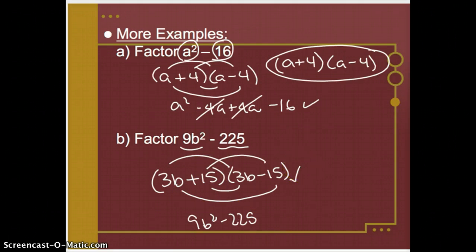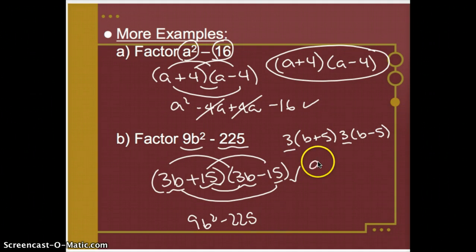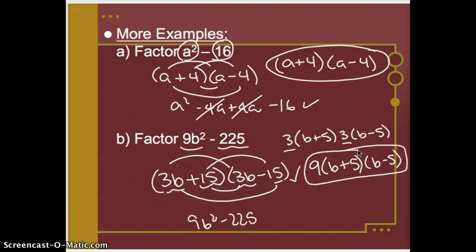Okay? I hope you notice that 3b and 15 have a common factor. And again, 3b and 15 have a common factor. So I would have to factor it out and go further. So I'd have 3 times b plus 5 times 3 times b minus 5. And I'd probably pull these out and put them first. So we have 9 times the quantity b plus 5 times the quantity b minus 5. This would be the final factored form.